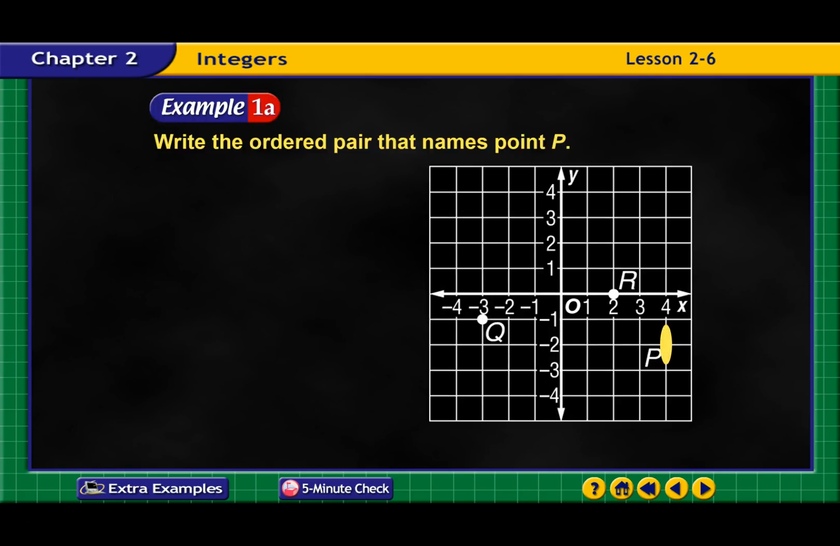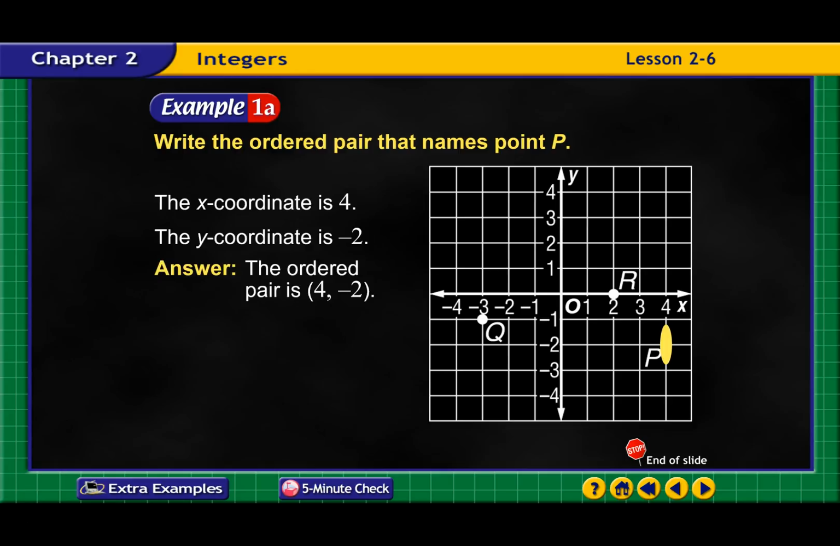All right, write the ordered pair that names point P. So point P is over here. There's several of them, R and Q. We're probably going through all three of them, heads up. Spoiler alert. All right, so the x coordinate, if we count over, is 4. The y coordinate looks like it goes down, so down 2. So the ordered pair that they want is 4, -2. And make sure you have your parentheses and commas when you get your final answer there.